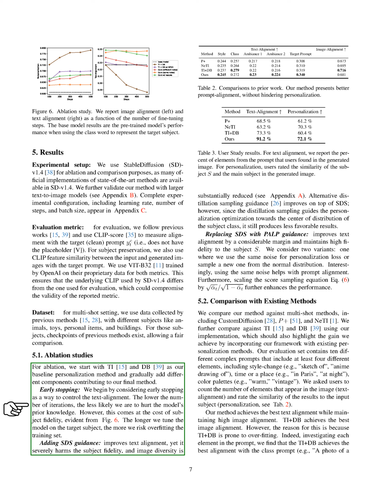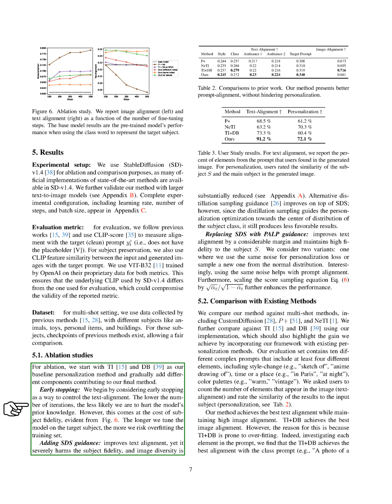In our ablation studies, we start with a baseline personalization method and gradually add different components contributing to our final method. We consider early stopping as a way to control text alignment. The fewer the number of iterations, the less likely we are to harm the model's prior knowledge. However, this comes at the cost of subject fidelity.